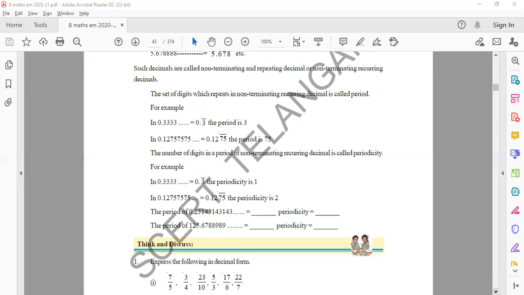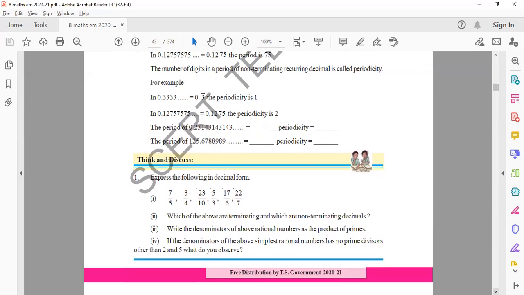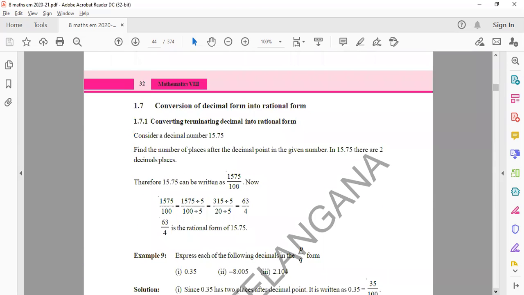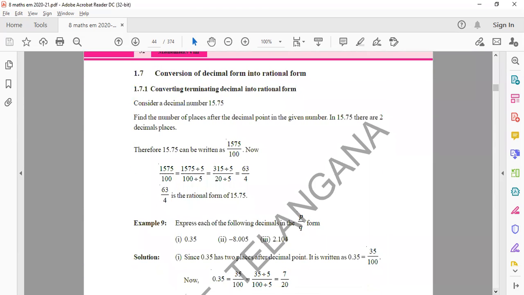Now we switch to one more concept. The rest of the examples are there; please go to the textbook and start working on them. Previously we were converting rational numbers to decimal numbers. Now we are converting decimal numbers to rational numbers. Okay? Now it's the reverse. Previously rational to decimal is over already. Now we do the reverse case.